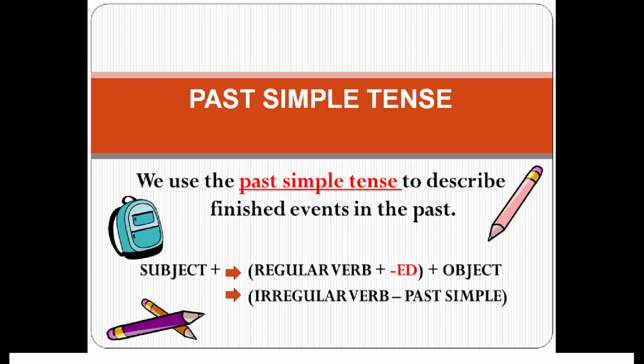So, let's start. First, let's repeat for what we use the past simple tense. We use the past simple tense to describe finished events in the past. Now, you need to know how to build it. First word of your sentence needs to be subject. For example, I, you, we, or some name like John. Then you put verb. That is the most important part of your sentence.